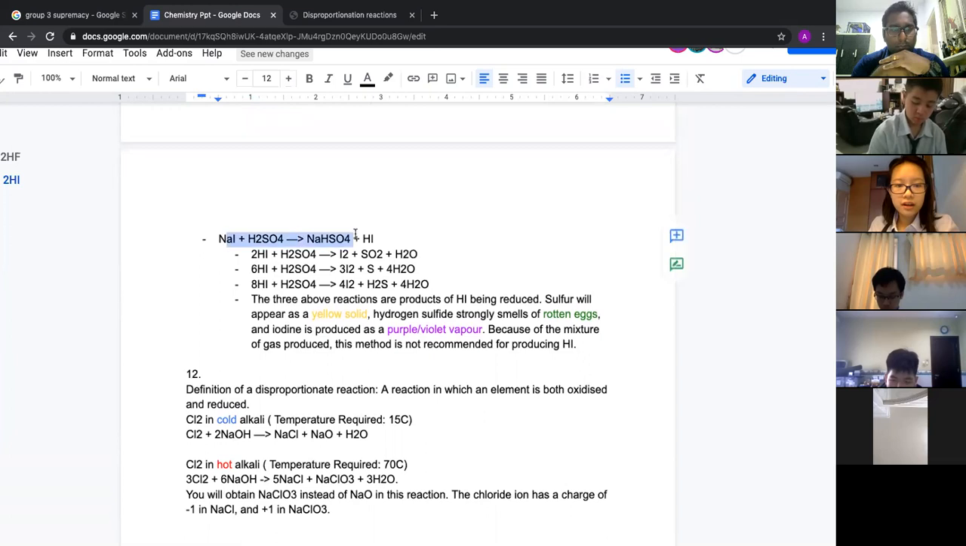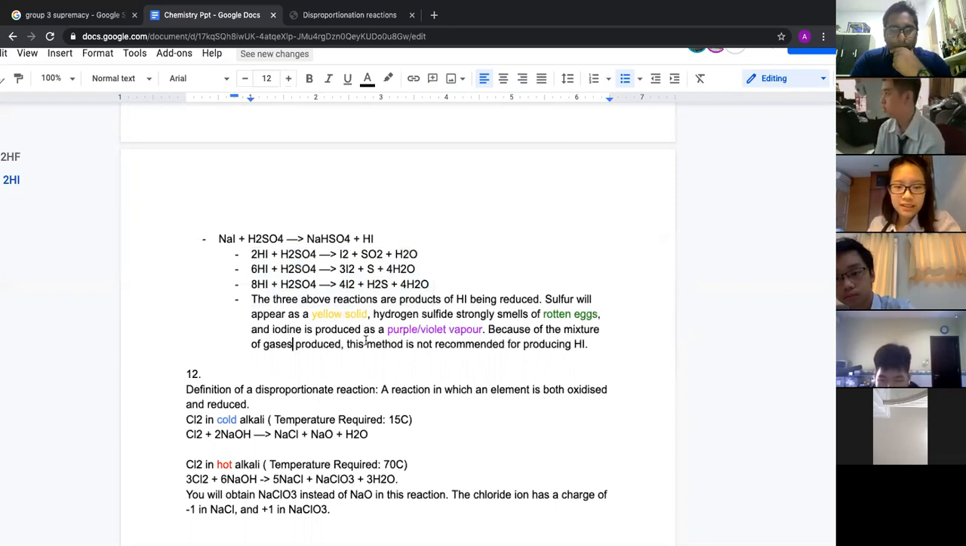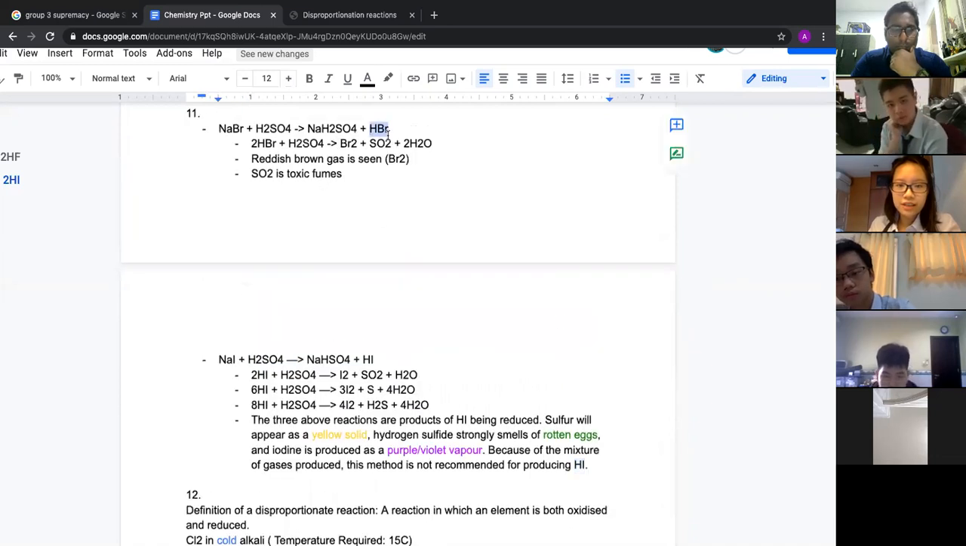And for HI, hydrogen iodide, they will further decompose to form iodine gas, sulfur dioxide, and H2S. And here are the following if you want to read that. While these three above will be products of HI being reduced, the sulfur will appear as a sulfur yellow solid. Hydrogen sulfide will smell strongly of rotten eggs, and iodine is produced as a purple/violet vapor. Because of the mixture of gases produced, this method is not recommended for producing HI, and neither is it for HBr.